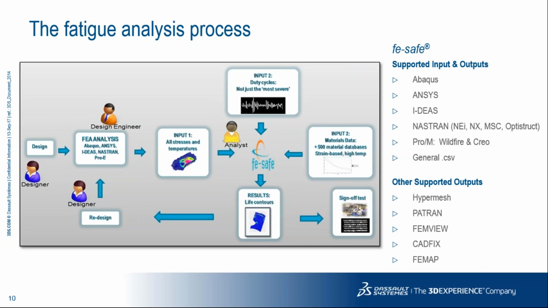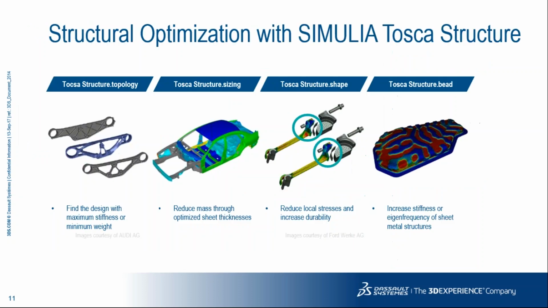That is how it works in FECF. Coming to the third product, that is Tosca Structure. For example, structural optimization is used to increase the stiffness and decrease the weight. Sizing is used to reduce the mass and optimize the shape thickness. Tosca Structure shape reduces the stresses and increases the durability. And Tosca bead increases the stiffness or eigenfrequency of the sheet metal component.